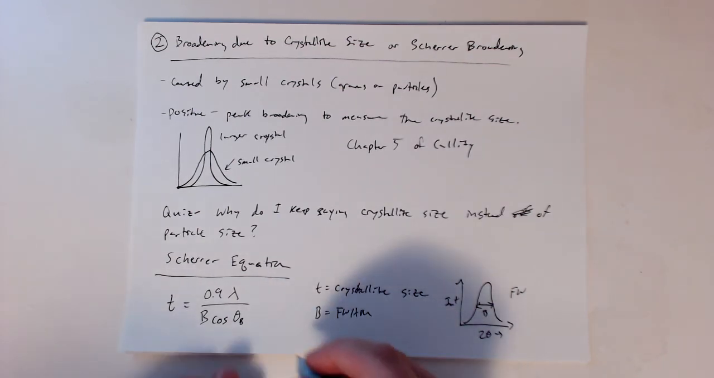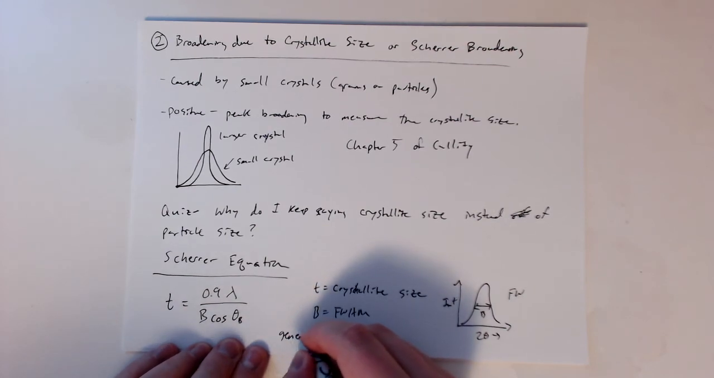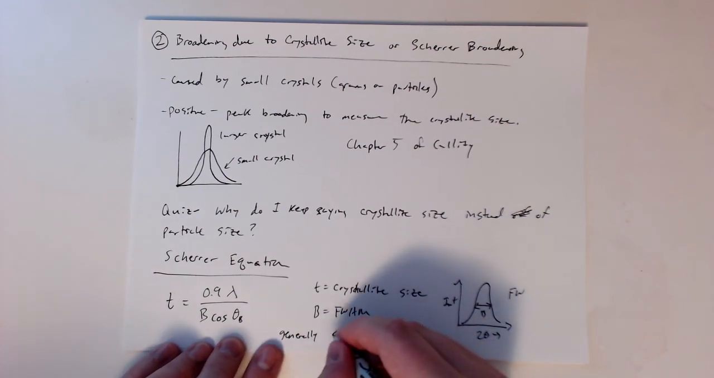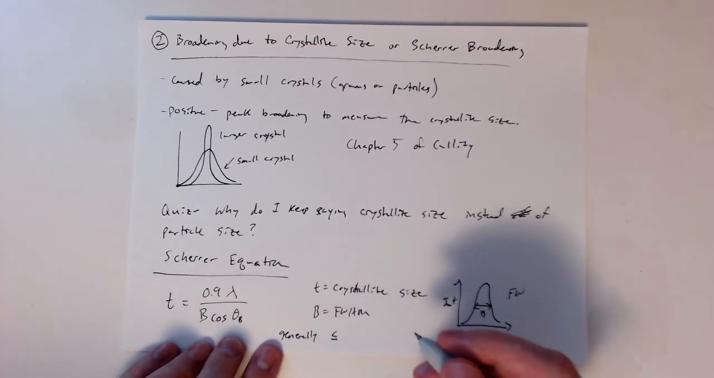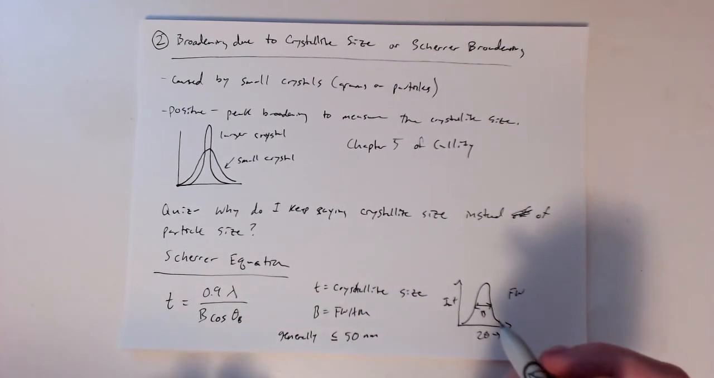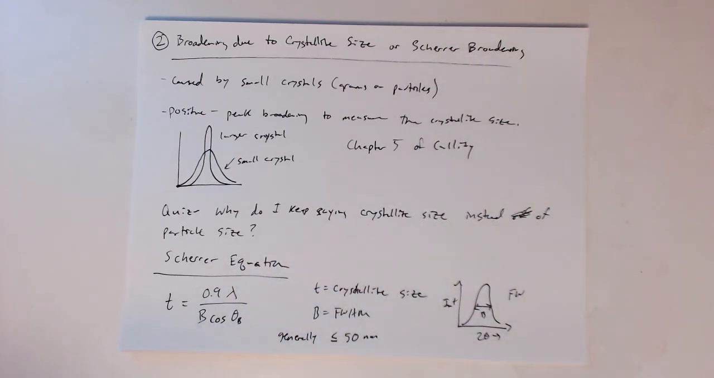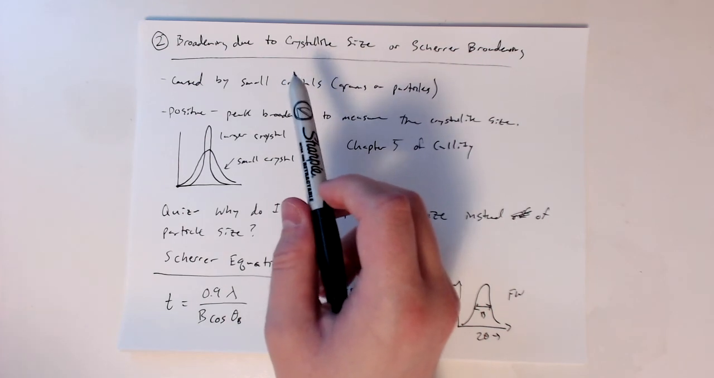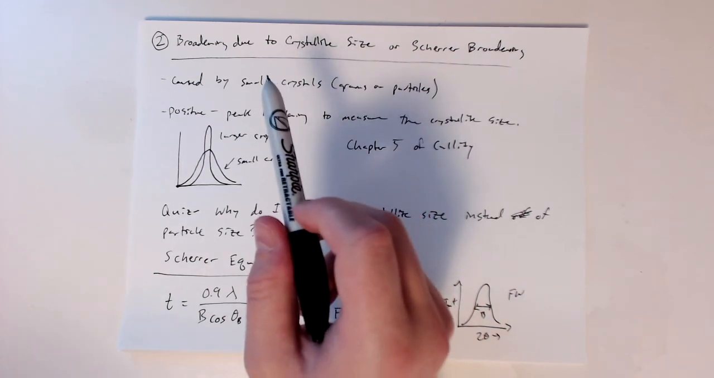Generally, there's a limit to the relevance of this equation, and it's good for particle sizes that are less than or equal to about 50 nanometers. If it's above 50 nanometers, the Scherrer equation kind of breaks down. But below that, we can use it to estimate the crystallite size. But as you should know, we're talking about the second way that our peaks can broaden. The other one was instrumentation. And so there are kind of overlapping effects here.